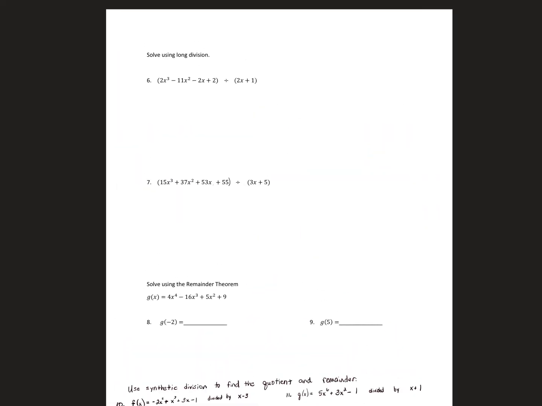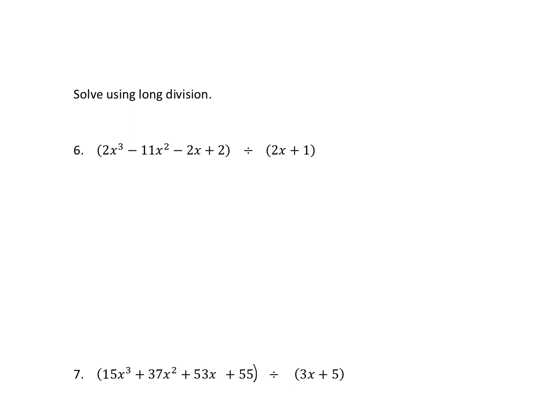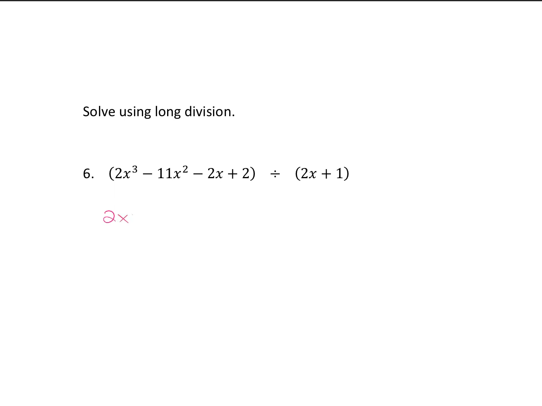If we look at our next page, it tells us to solve using long division. So for this one, we have 2x cubed minus 11x squared minus 2x plus 2 divided by 2x plus 1. We look at our powers with each part. With the 2x cubed part, we have a power of 3, a power of 2, a power of 1, and a constant. All of our powers are represented. Same thing with the 2x plus 1. So we're going to put that 2x plus 1 on the outside. On the inside, we're going to have 2x cubed minus 11x squared minus 2x plus 2.